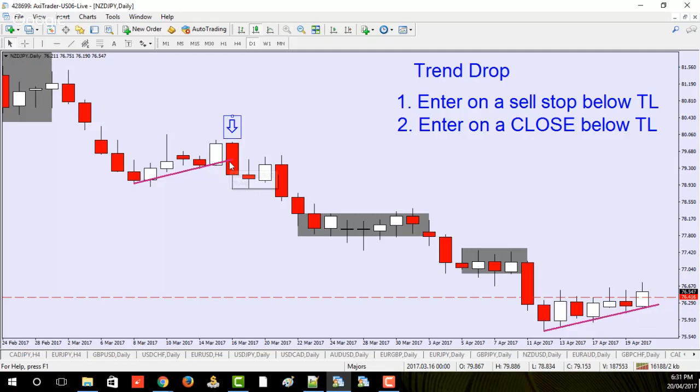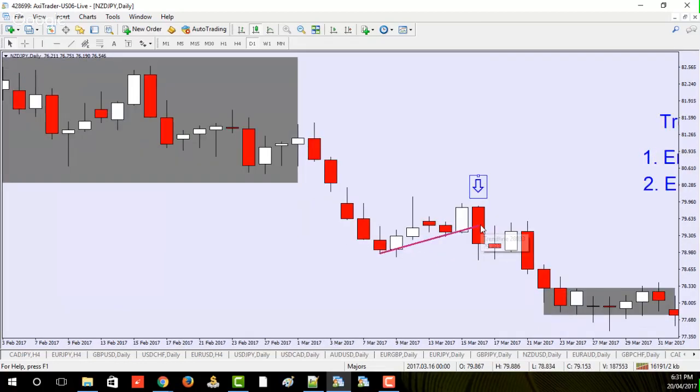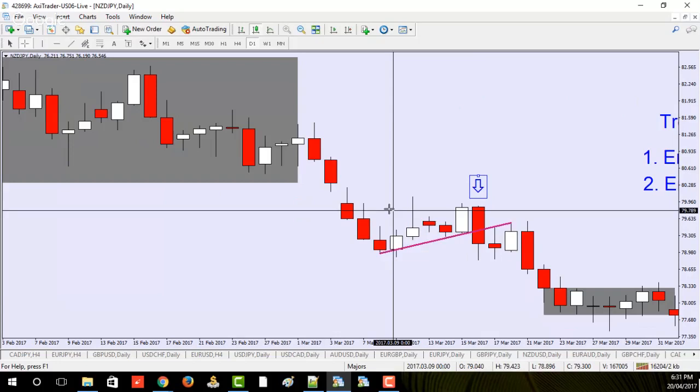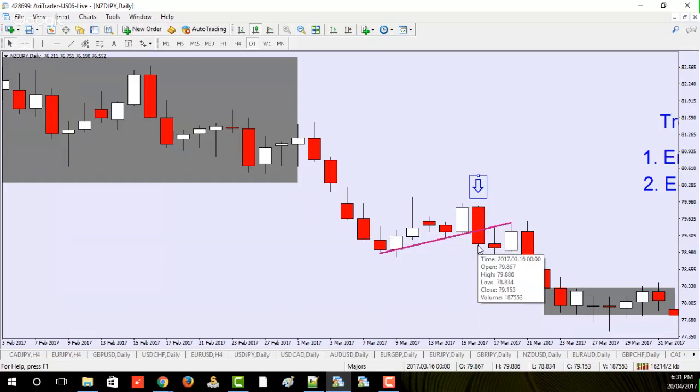You see, some people might have traded this one when it broke this trend line, so they would have maybe entered around here, around 79.24, but if you wait for the close, you get in at 79.15, right? So it's 9 pips lower. Sometimes it's even further than that. Sometimes it trades all the way down here, and you lose out on 10 or 20 pips. And you have to deal with that.